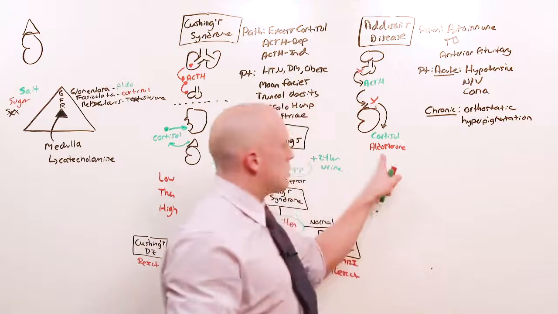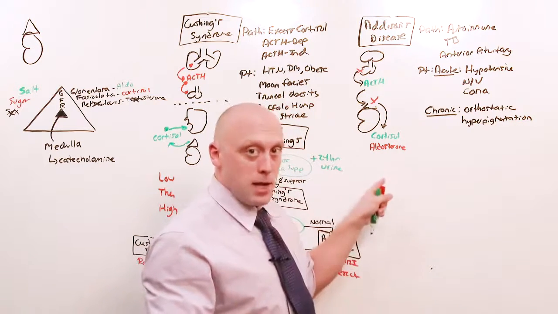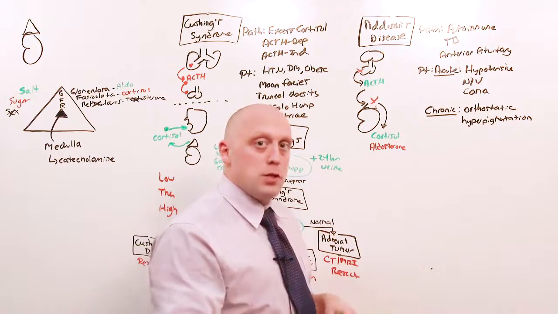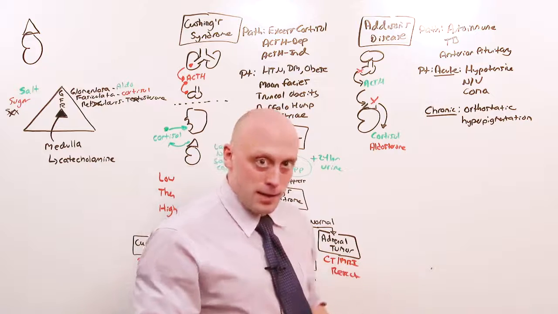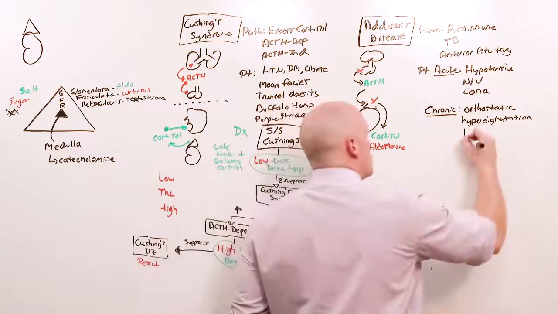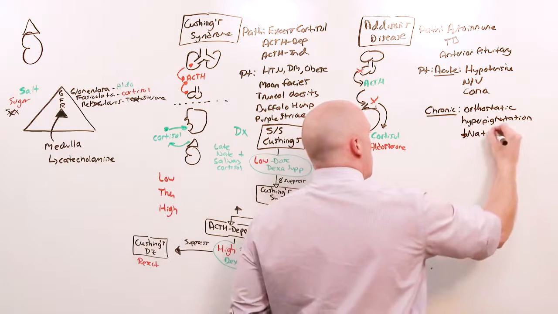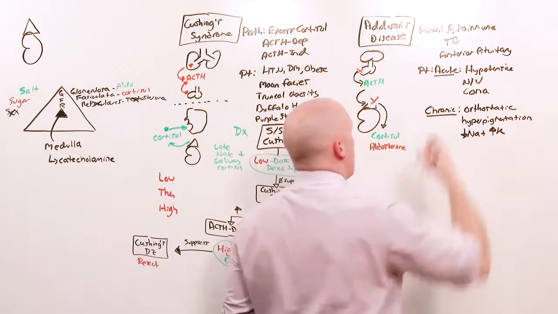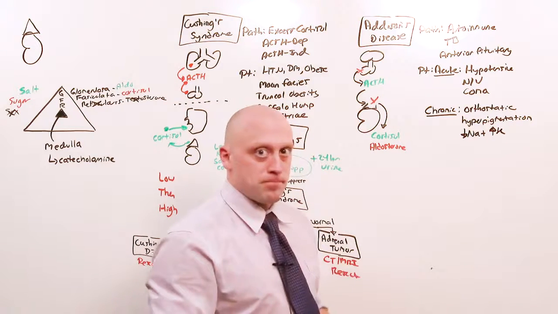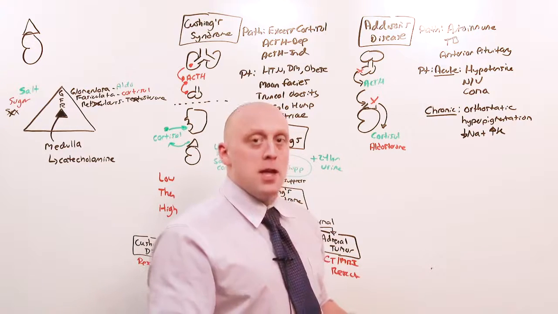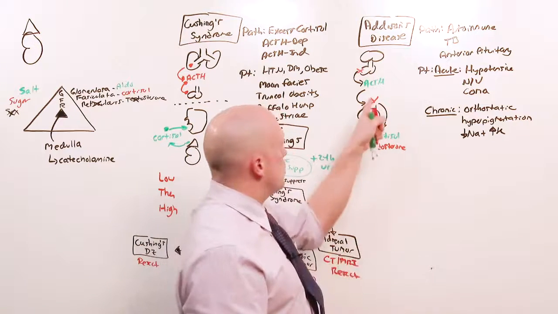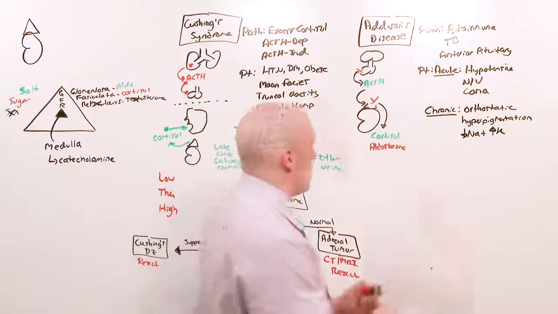And because aldosterone is not being made, you lose the ability to hold on to sodium and kick out potassium. So while not common, low sodium and high K might tip you off to Addison's. So the question becomes, A, do they have Addison's disease? And B, is it a product of the pituitary or of the adrenal gland?